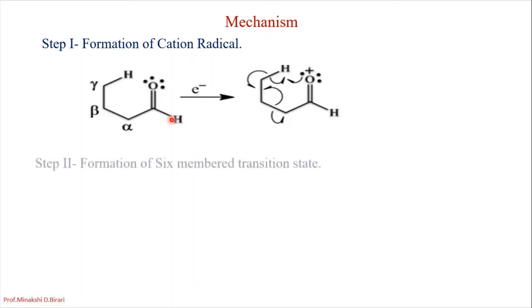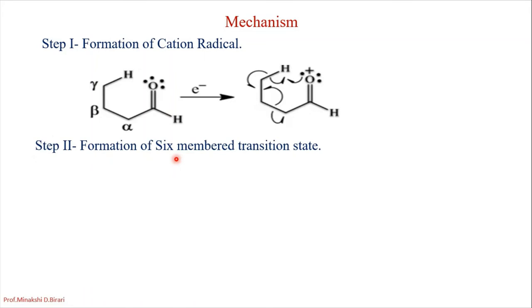Then the second step involved in the McLafferty rearrangement, the formation of a six-membered transition state. In McLafferty rearrangement, there is a migration of a gamma hydrogen towards the oxygen of the carbonyl group, and during this rearrangement, odd electron ions are formed, and there is a formation of a six-membered transition state.